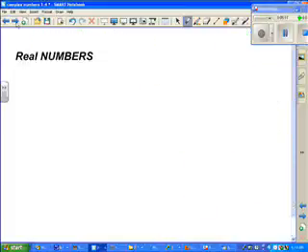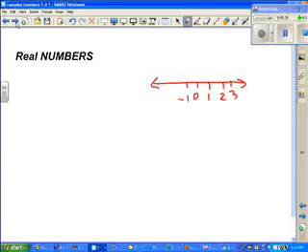Real numbers. Real numbers are basically anything that you can plot on a number line. So real numbers include the counting numbers, so if this is 0, 1, 2, 3. They include integers, so we can add negatives, like -2. We can add fractions, like -1.5 and 1/2. We can also add irrational numbers like the square root of 3. Anything I can graph is a real number.